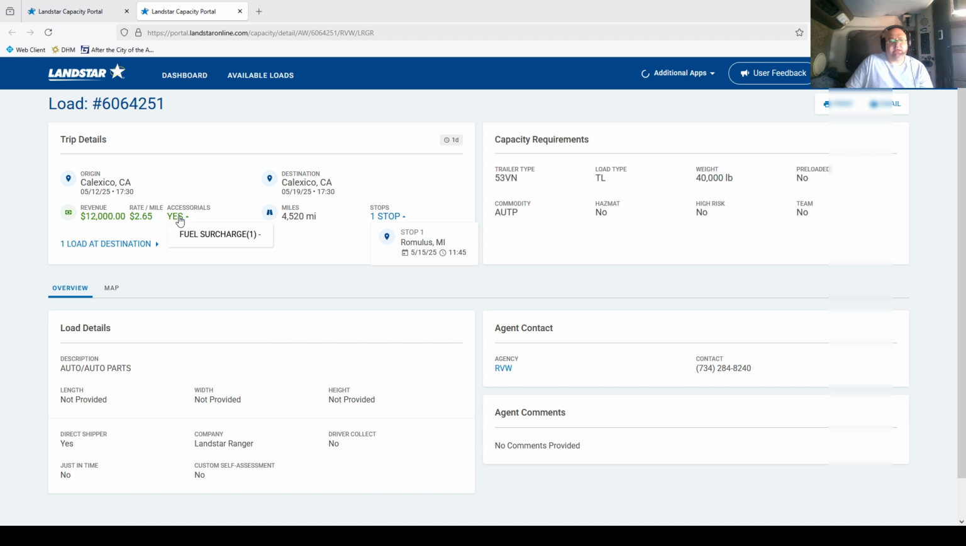So that looks like a decent load. Calexico is right on the border of Mexico. It's a decent load, but I don't know. Auto part loads usually pay a premium. So it looks like this agency is doing low bid auto part loads.